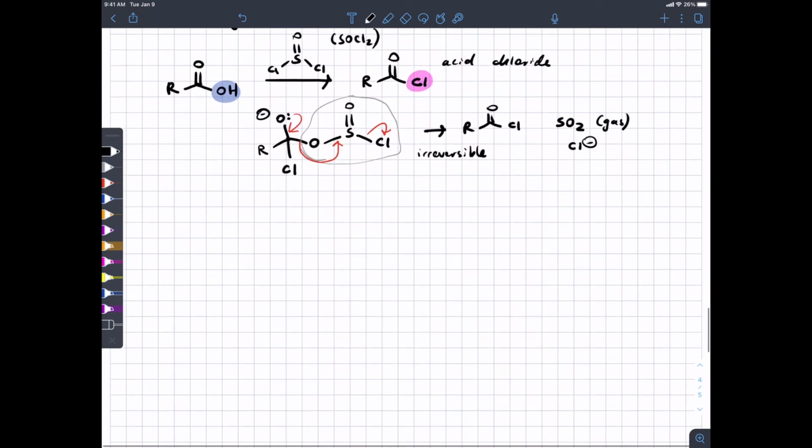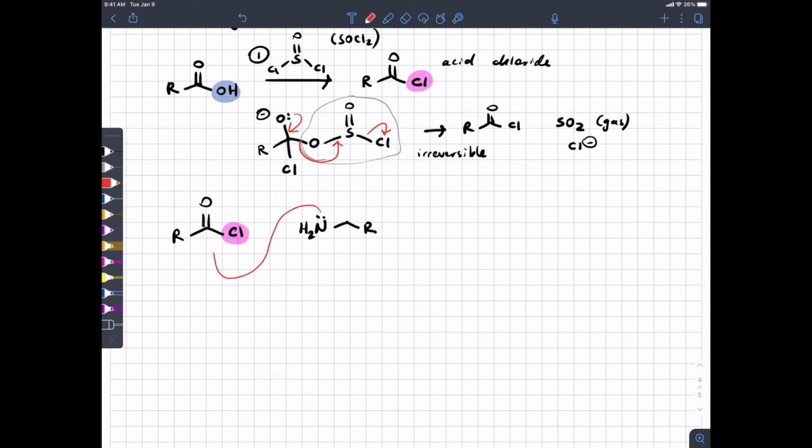Okay, so that would be step 1, converting the carboxylic acid to an acid chloride. Step 2 then would be to have the chloride, which is a good leaving group but doesn't have an acidic proton, encounter the amine. So once you've purified the acid chloride, you have the amine attack. Now, I suppose we could argue at this point whether the amine can attack the acid chloride directly or whether you need to protonate first.